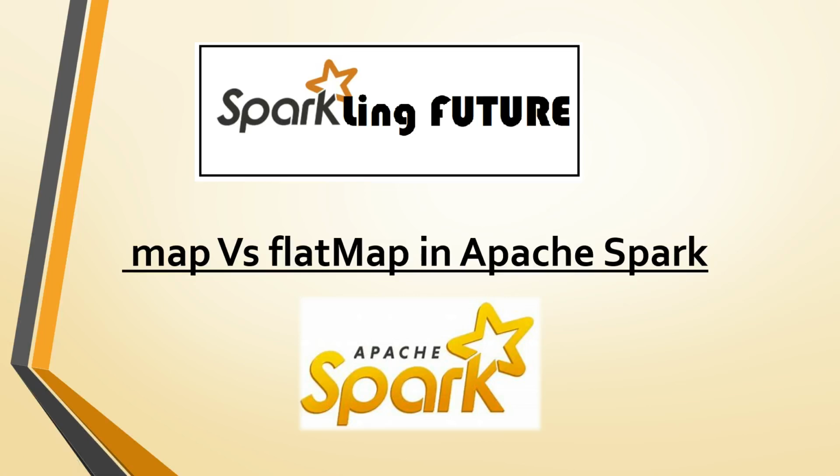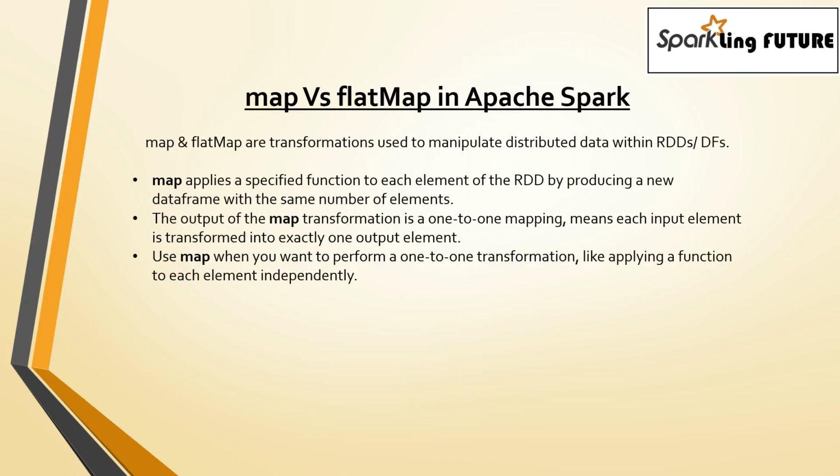And today's interview question is map versus flat map in Apache Spark. So map and flat map, both are transformations used to manipulate distributed data within RDDs and data frames. So map applies a specified function to each and every element that is present in the RDD. Okay, and it is a one-to-one mapping, means how many elements are present in the input, the same number of elements will be present in the output.